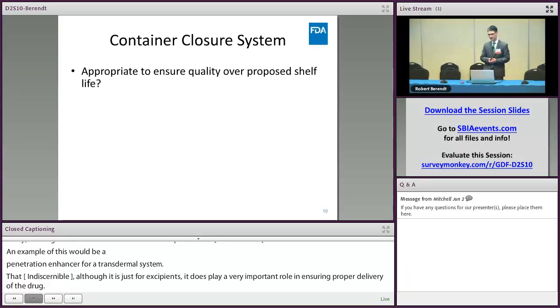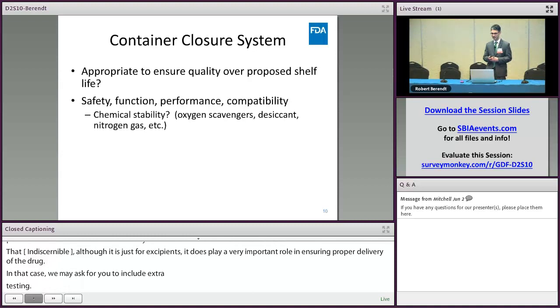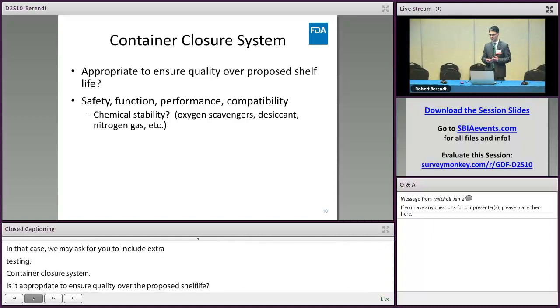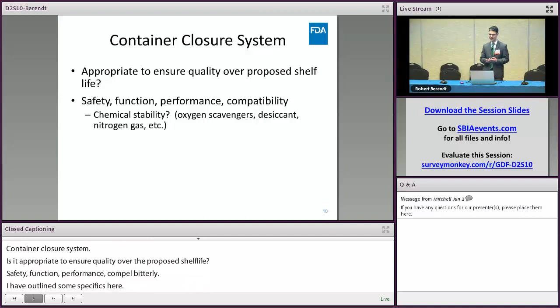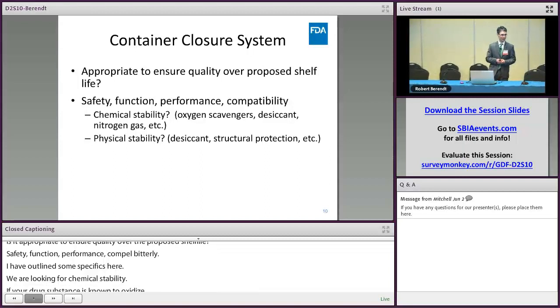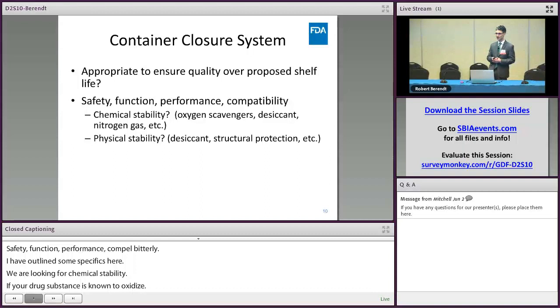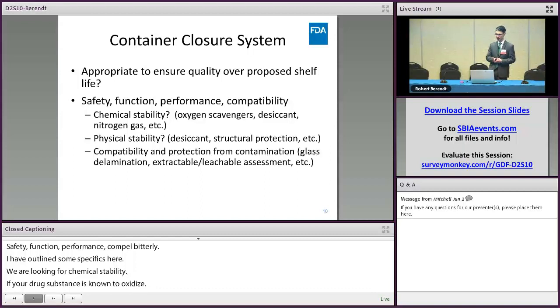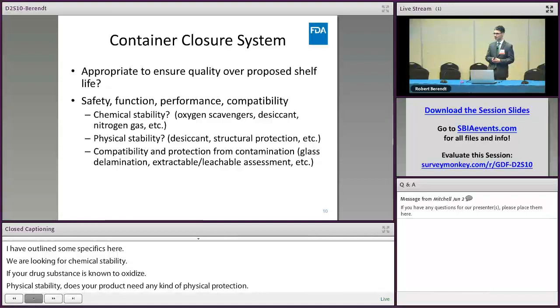Container closure system, is it appropriate to ensure quality over the proposed shelf life? Safety, function, performance, compatibility, and I've outlined some specifics here. We're looking for chemical stability. If your drug substance is known to oxidize, have you included an oxygen scavenger? Physical stability. Does your product need any kind of physical protection? In which case, maybe you need to include it in a blister pack instead of a bottle. Compatibility and protection from contamination is a big one as well.